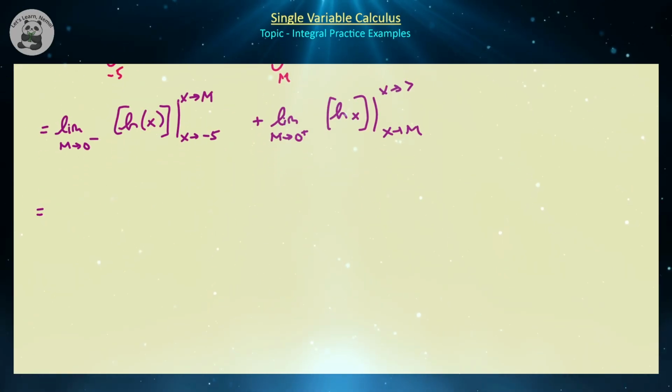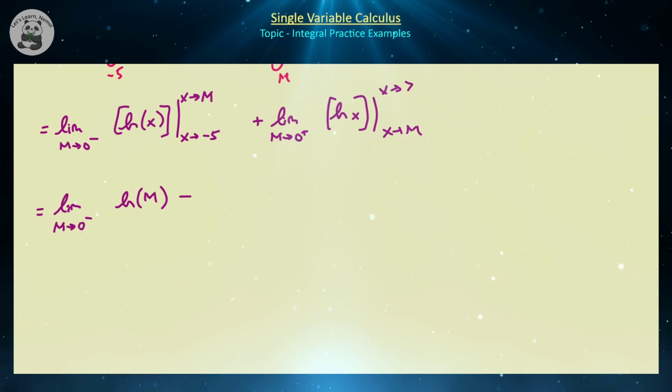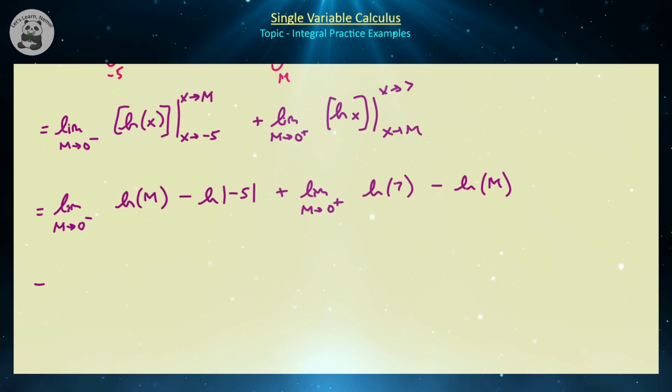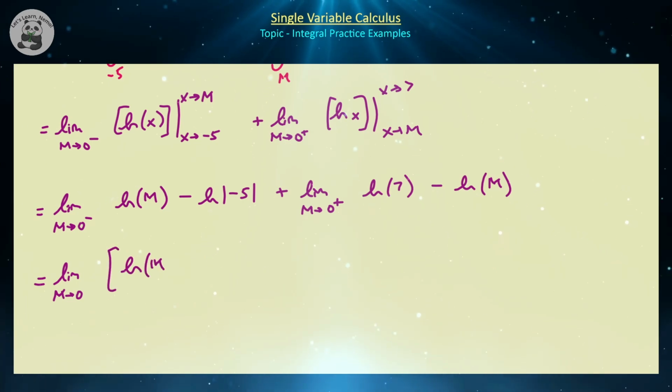So this is going to be equal to what? The limit as m approaches 0 from the left of the natural log of the absolute value of m minus the natural log of the absolute value of minus 5. And then plus the limit as m approaches 0 from the right-hand side of the natural log of the absolute value of 7, which is 7, minus the natural log of the absolute value of m. Then we can take the limit as m goes to 0, both from the left and from the right. Let's assume that that limit does exist, and we're left with the natural log of m minus the natural log of 5 plus the natural log of 7 minus the natural log of m.